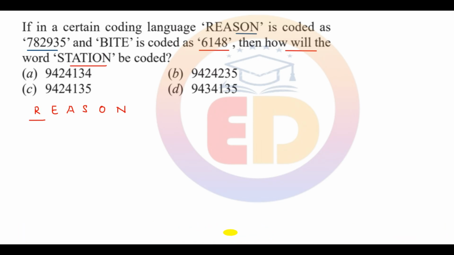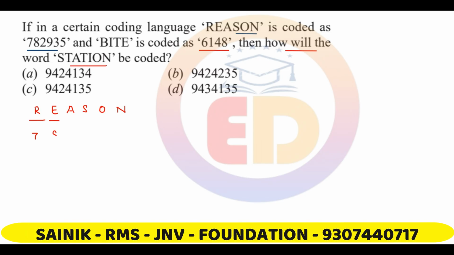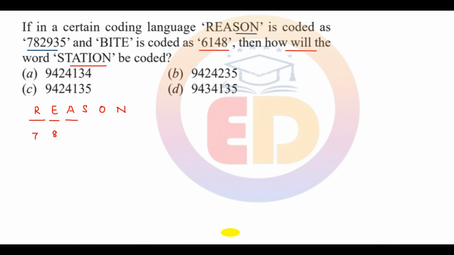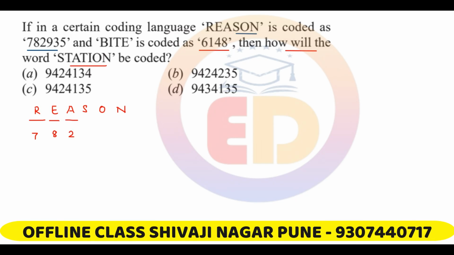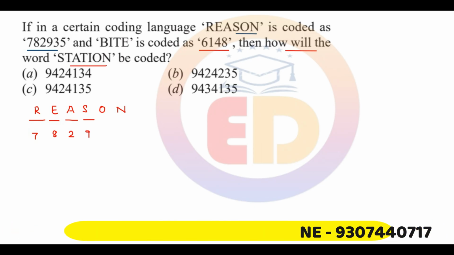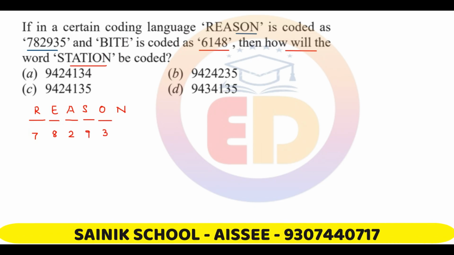So the code for R is 7. The code for E is 8. The code for A is 2. The code for S is 9. The code for O is 3. And the code for N is 5.